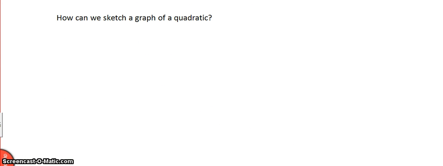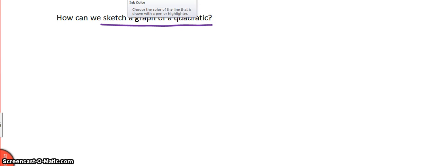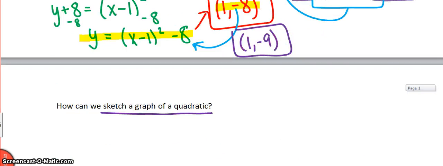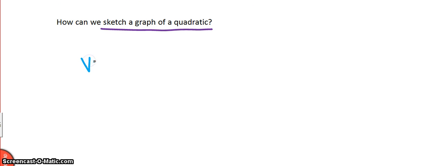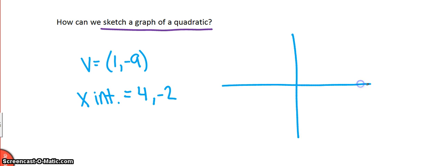Otherwise, the point of finding all this information is ultimately to sketch the graph of a quadratic. If you're not given anything but the equation, of course you can use your graphing calculator, but how can I sketch a graph without the graphing calculator? You can use all of these tools we've gone through to solve for x-intercepts and the vertex. Let's say I give you the vertex is 1, negative 9, and our x-intercepts are at 4 and negative 2. We can use that information to come up with a sketch of a parabola, or from a sketch we can come up with this information. You can go both ways.